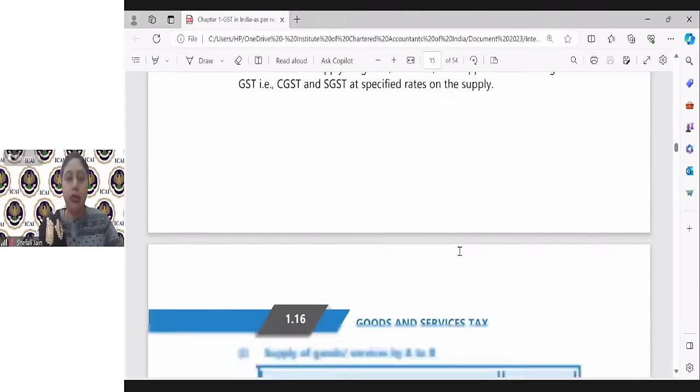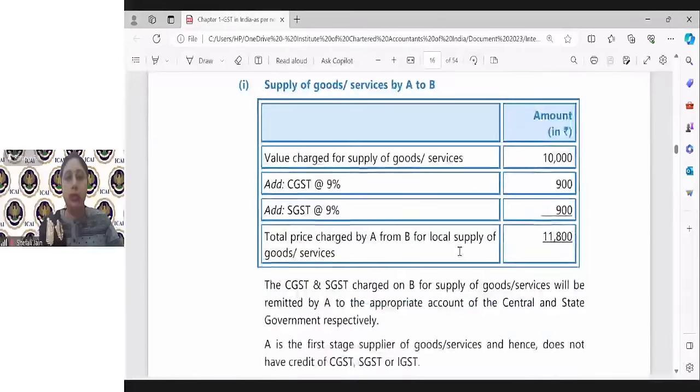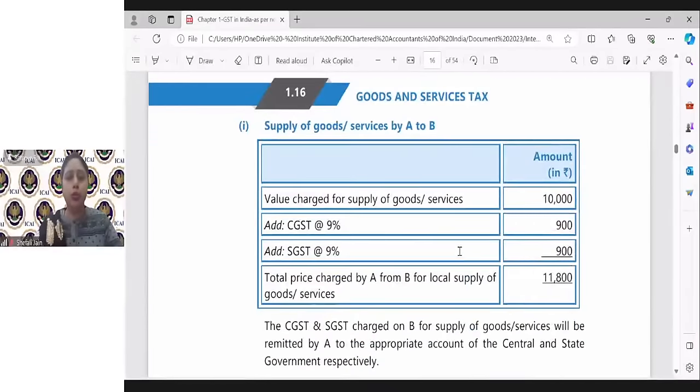Now, A to B: since A can be assumed to be a manufacturer, A does not have any credit available with him. A has manufactured the goods and he is selling those goods to B. This is simple logic: CGST and SGST have the same rate, and on an intrastate transaction, CGST and SGST is levied.